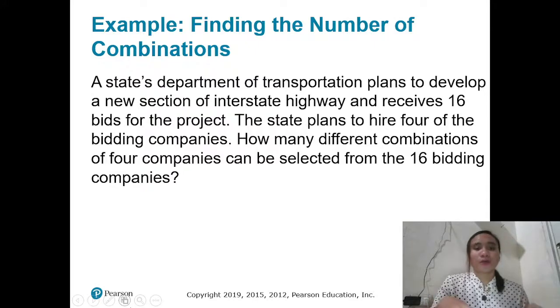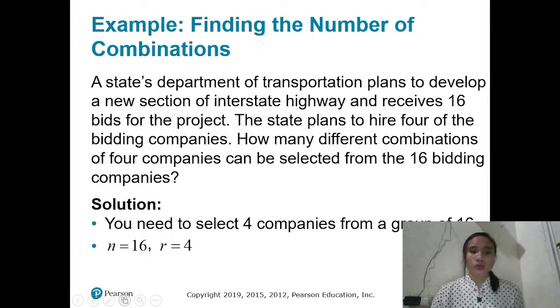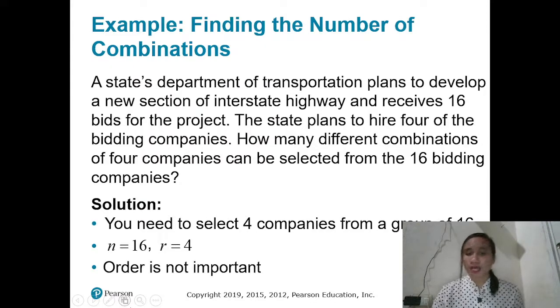Example: a state department of transportation plans to develop a new section of interstate highway and receives 16 bids for the project. The state plans to hire 4 of the bidding companies. How many different combinations of 4 companies can be selected from the 16 bidding companies? Solution: you need to select 4 companies from a group of 16. n is equal to 16, r is equal to 4. Order is not important.